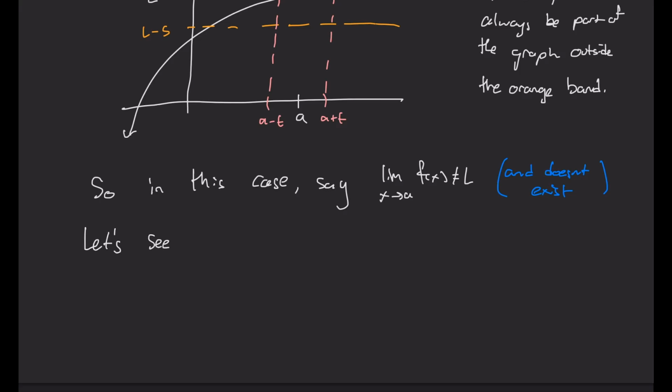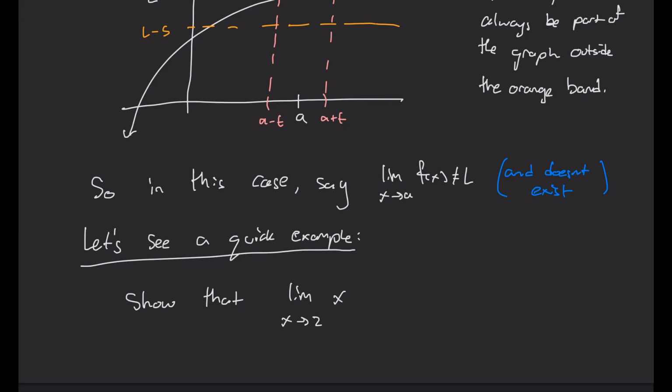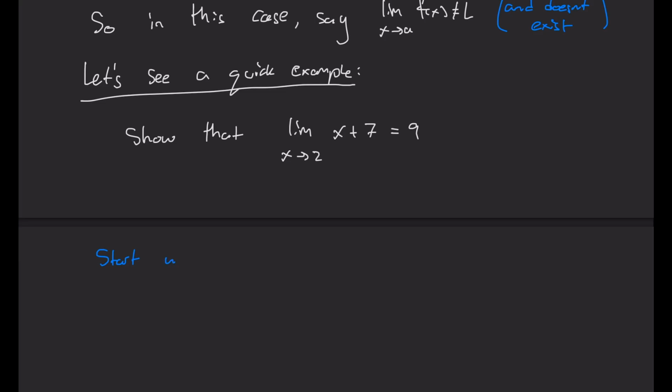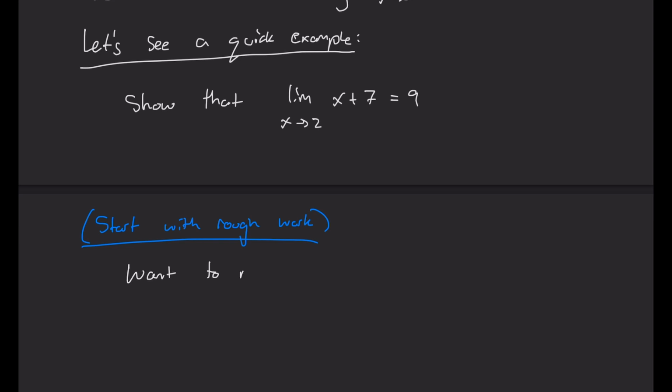Okay, so let's now do a quick example, a more abstract example where we can't see the graph. So let's see if we can show that the limit as x goes to 2 of x plus 7 equals 9. So as is typical with these epsilon delta arguments, we want to start with some rough work. So let's get an idea of what we actually want to prove. So we want to make the absolute value of f of x minus L, which is just the absolute value of x plus 7 minus 9, to be small. So we want that less than our s.